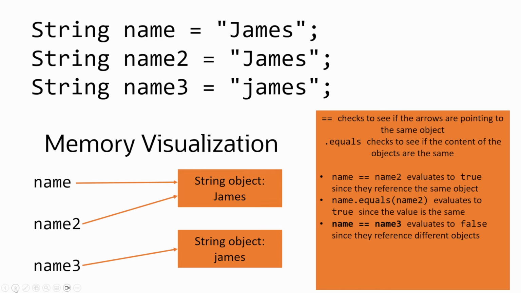When we look at name == name3, we're looking to see if name is referencing the same object as name3. Since the arrows are drawn to different objects, this will evaluate to false. name.equals(name3) also evaluates to false, since uppercase James is not the same value as lowercase james.